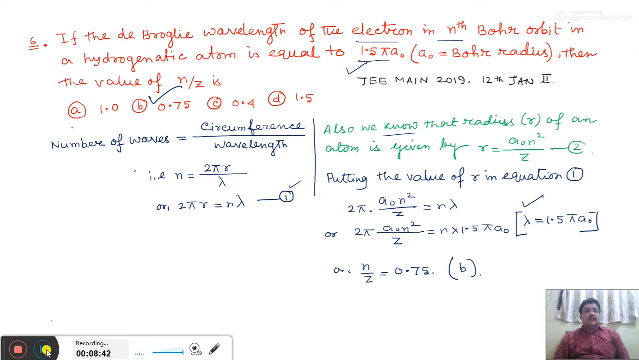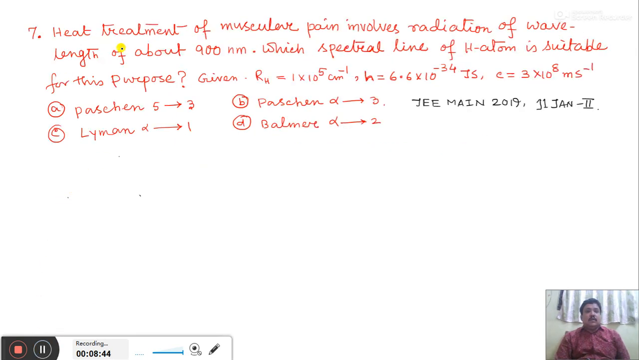Now the next question is: heat treatment of muscular pain involves radiation of wavelength 900 nanometer. Which spectral line of the H atom is suitable for this purpose? There are four options: Paschen 5 to 3, Paschen infinity to 3, Lyman infinity to 1, and Balmer infinity to 2. This question came in JEE Main 2019 exam.